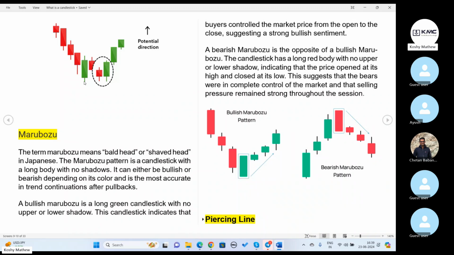If it is a buyer Marubozu, it's a green candle with a very small, tiny wick. The body is huge, like Hanuman, but the wick is very small. In the bearish case it's the same, but the candle is red. Huge body with no wick or a very minute wick. The term Marubozu means bald head or shaved head in Japanese. That's why they call it shaved head, because there is no wick, no hair.